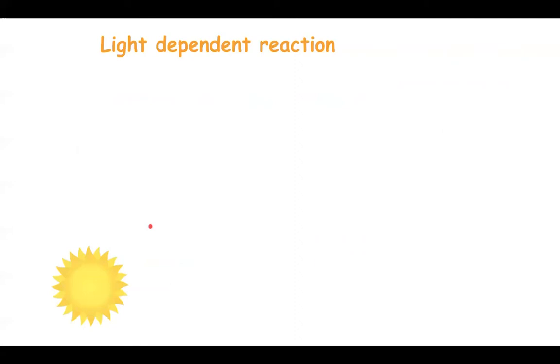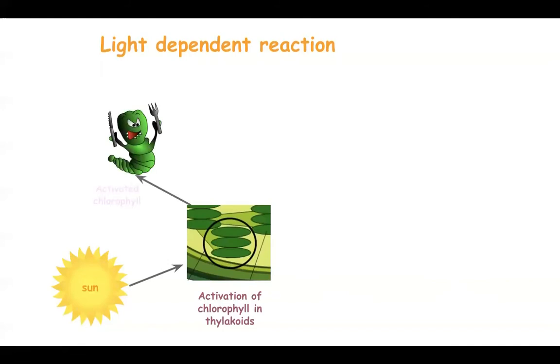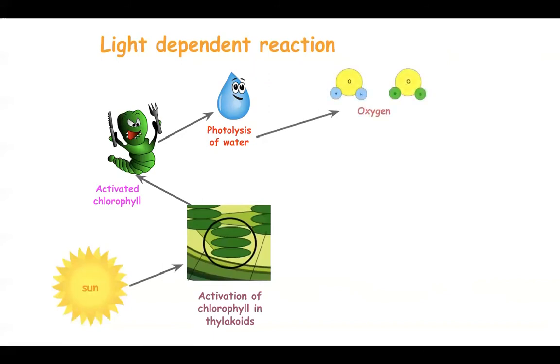So the light dependent reaction occurs in this manner. We will revise it here once more. The sun provides packets of energy to the chloroplasts, and in them the thylakoids which contain chlorophyll get activated. Now once the chlorophyll is activated, the activated chlorophyll acts on the water molecule, bringing about photolysis of water. Photolysis of water releases oxygen gas. This oxygen is removed into the atmosphere. It's not kept inside the plant, and it produces the hydrogen and the electron.